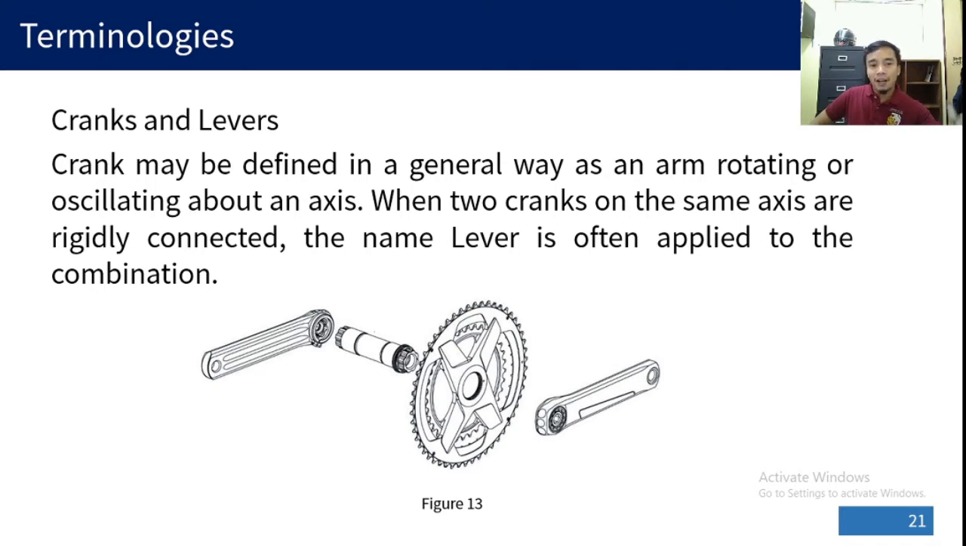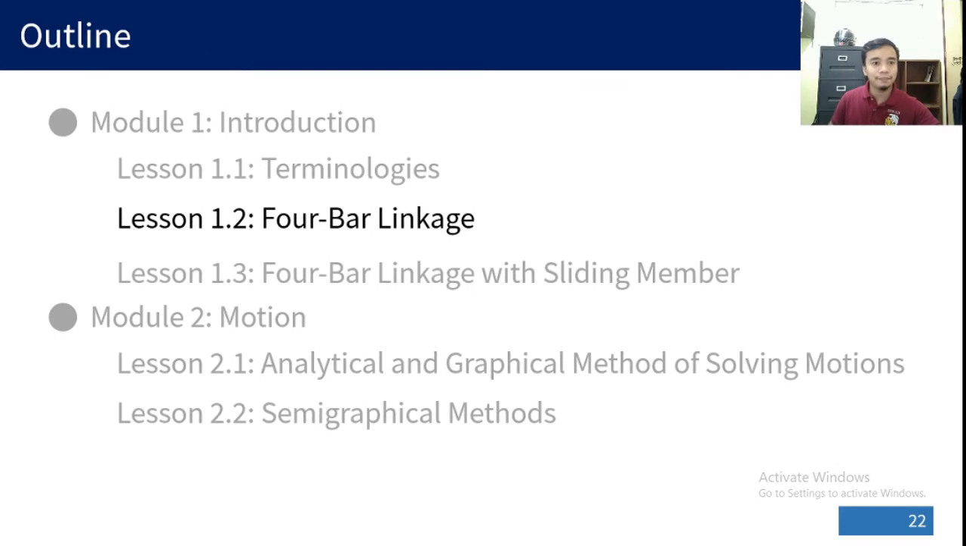The combination of cranks rigidly attached on the same axis is called a lever. So in the study of machine elements, the lever is the combination of two cranks attached to the same axis.